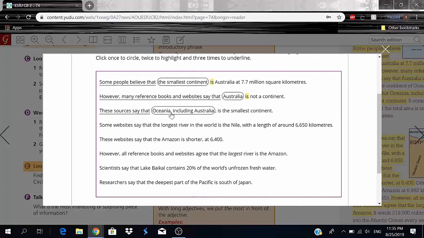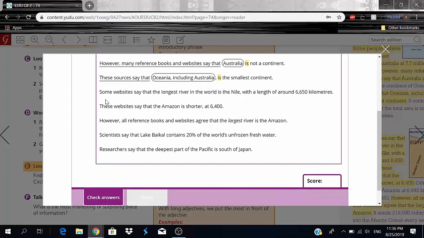Okay? So "these sources say that," introductory phrase, simple. Oceania, including Australia, that's our subject. And finally, "is" right here is our verb. Okay, you guys? I don't know, that one really messed me up. I don't know why. It's really simple.